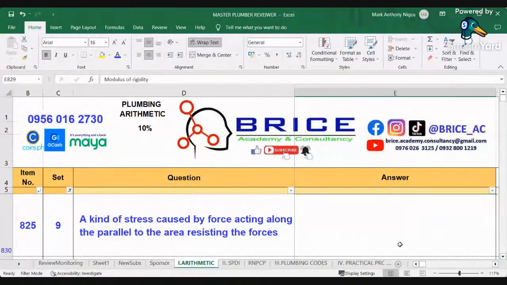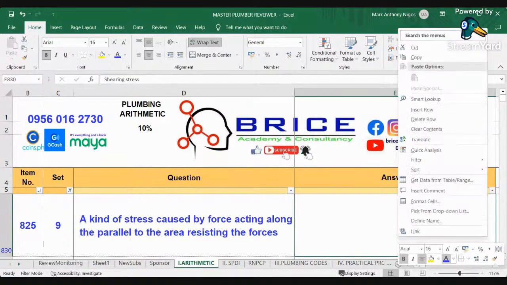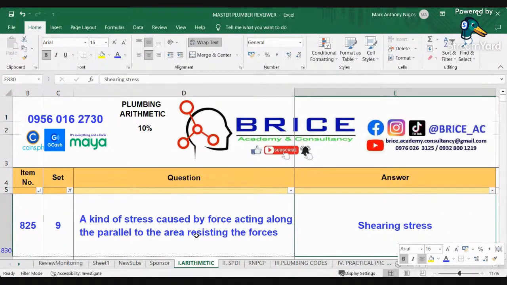The modulus of elasticity in shear is commonly called as modulus of rigidity. 825. A kind of stress caused by force acting parallel to the area resisting the forces. The answer is shearing stress.